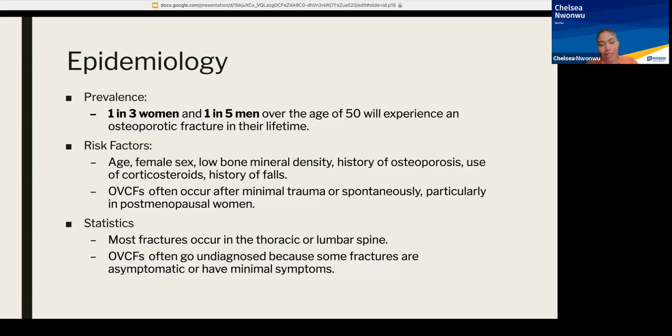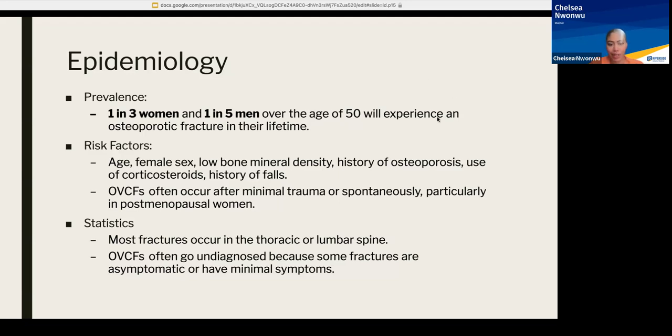So like imagine a patient who was once active, now needing a cane or a walker, not just due to pain but because of spinal instability and kyphosis. And beyond the physical burden, there is a profound economic impact, an average of $35,000 in healthcare costs per fracture, not including loss of productivity or caregiving needs.